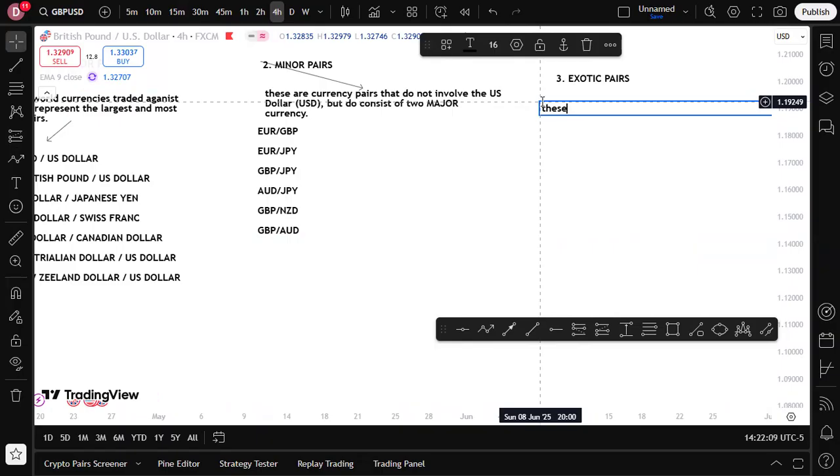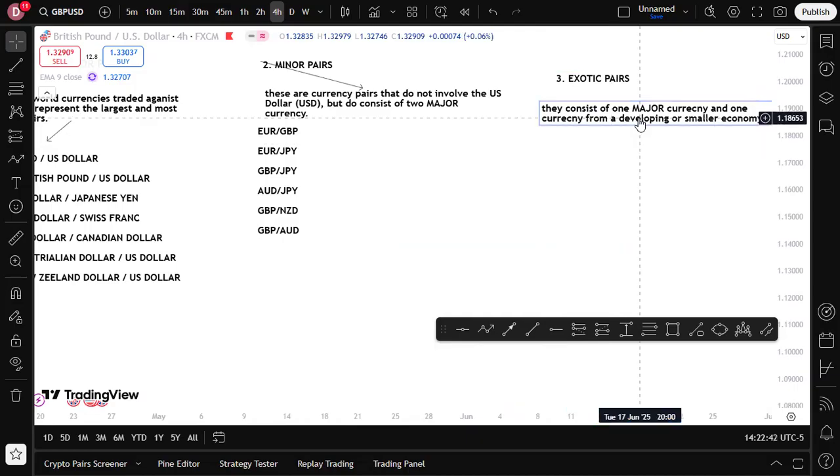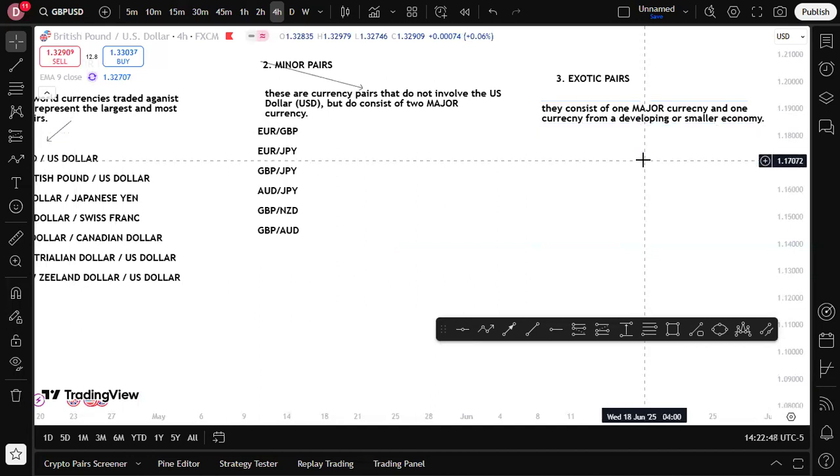So for the exotic pairs, they consist of one major currency and one currency from a developing or smaller economy. So this is an example of exotic pairs. Exotic pairs consist of one major currency and one currency from a developing country or a smaller economy.